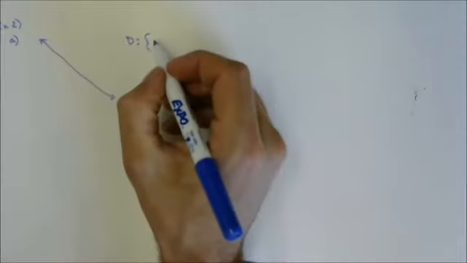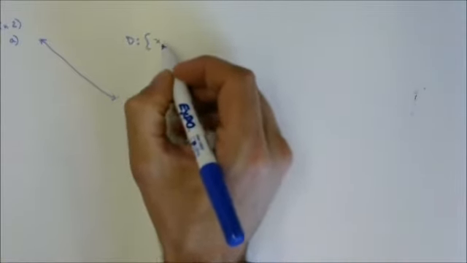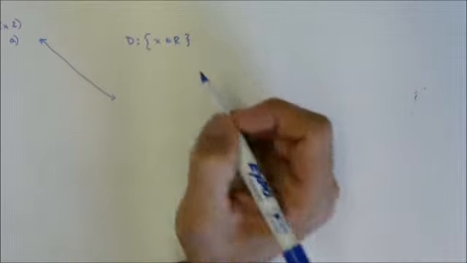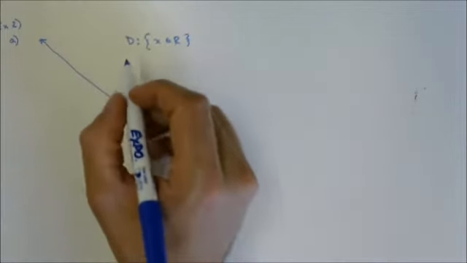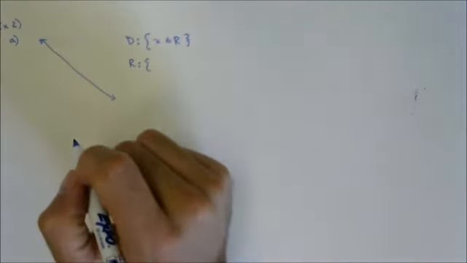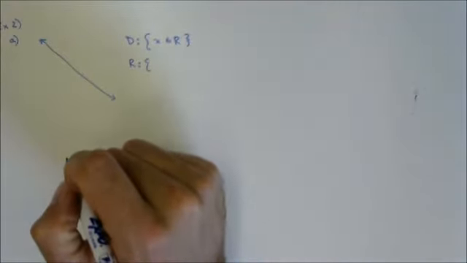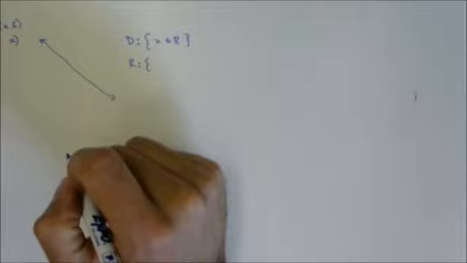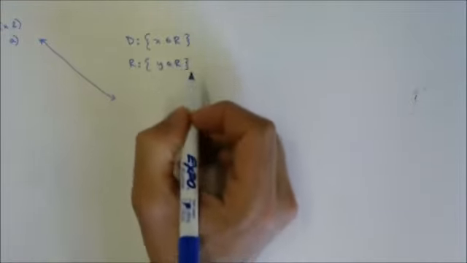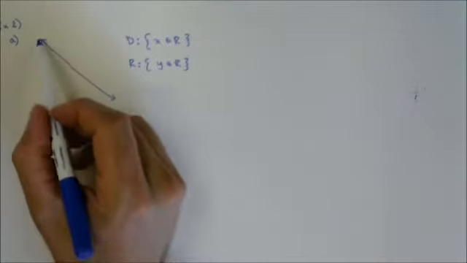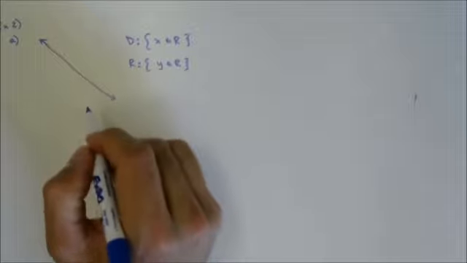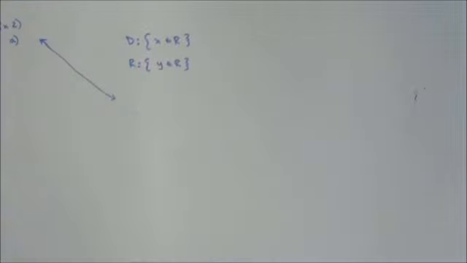No restrictions, right? So every input, x belongs to the set of real numbers. That means there's no restrictions on what can go in there. Range, any restriction on the range? Y belongs to the set of real numbers, so that means there's no restriction. If it keeps on going left and it keeps on going right, it will also keep on going down and it will keep on going up. No restrictions.